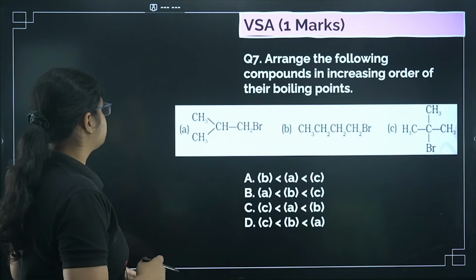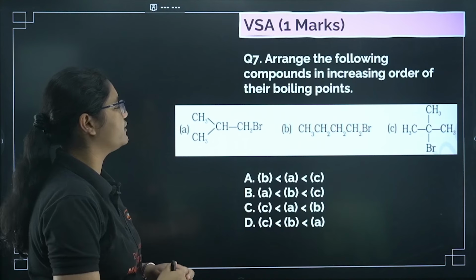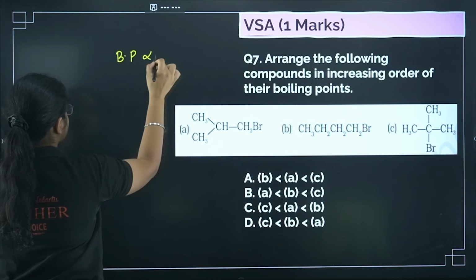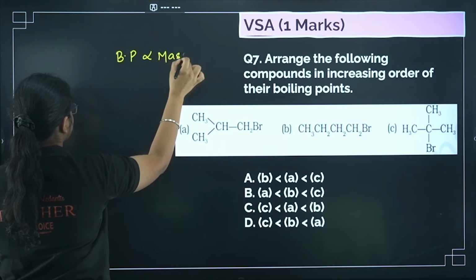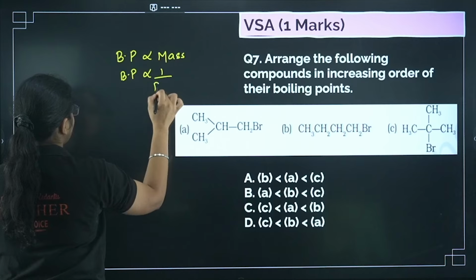Okay. Next, we'll see question number 7. Arrange the following compounds in the increasing order of their boiling point. So for boiling point, you have to remember two things. Boiling point is directly proportional to mass, and boiling point is inversely proportional to branching.